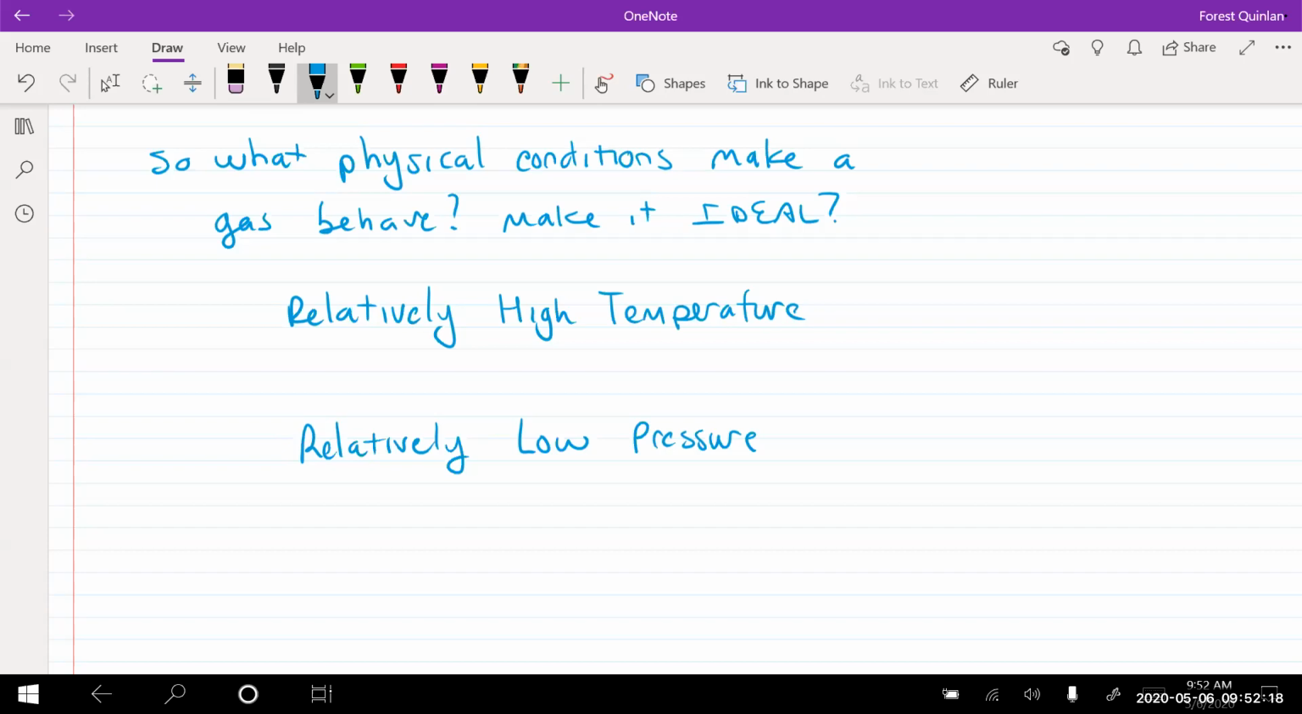So when we say relatively high temp, it is molecule dependent. You can make anything behave. You just have to get it hot enough. You can do the same thing with pressure, right? So relatively high temp, get it hot enough, everything will behave.